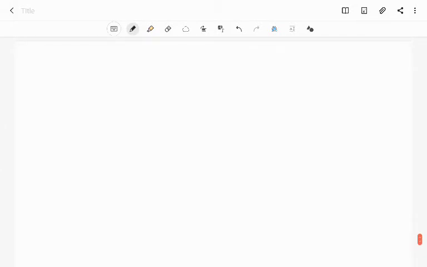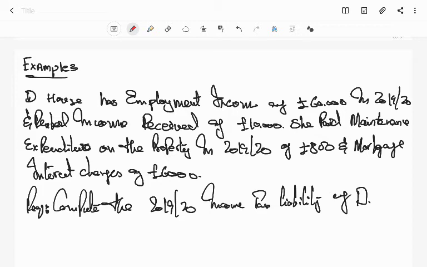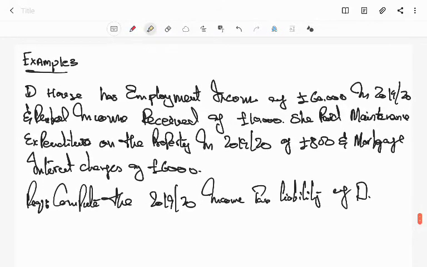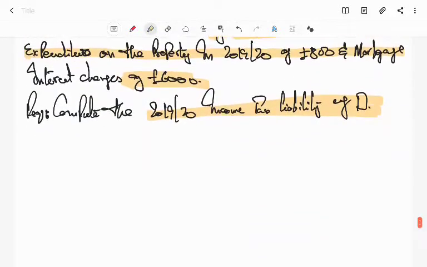Now let us look at another example. D has employment income of 60,000 in 2019-20 and rental income received of 10,000. She paid maintenance expenses on the property in 2019-20 of 800 and mortgage interest charges of 6,000. Calculate the 2019-20 income tax liability of D. So far so good. Let's look at the property income assessment now.